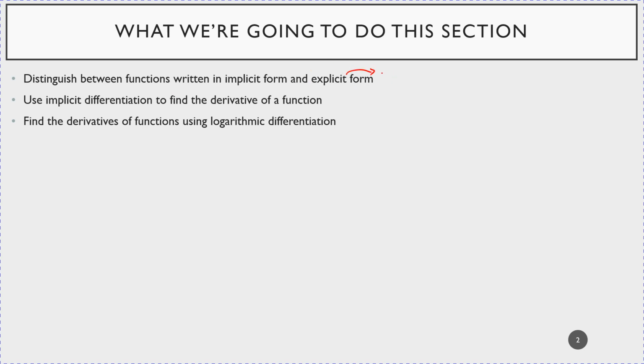Explicit form, I'll give you a little preview, is just something like y is equal to 2x squared plus 5, where y is solved for just the other variable. Implicit form is a little bit more difficult, and this is what's going to lead us into what's called implicit differentiation. That's what this section's about. Then the next thing we'll do is talk about how you use implicit differentiation to find the derivative of a function. And these two topics will be this lecture right here.